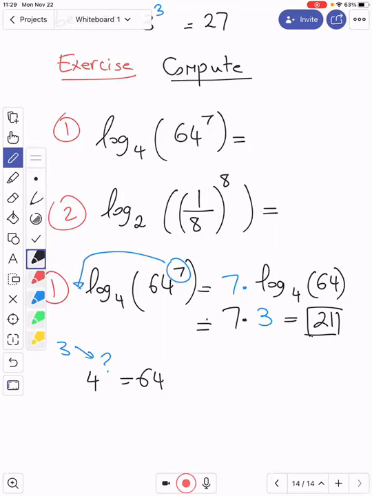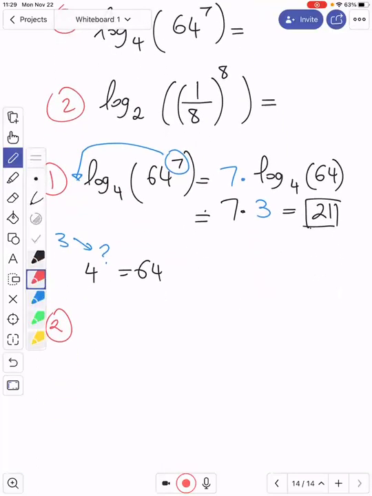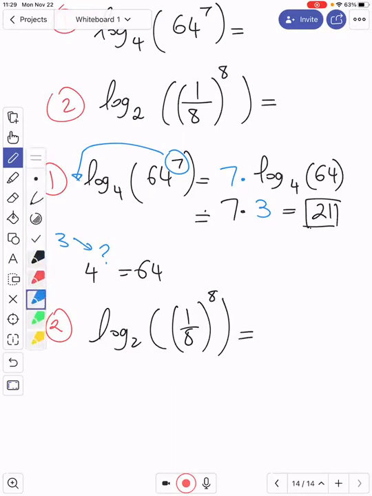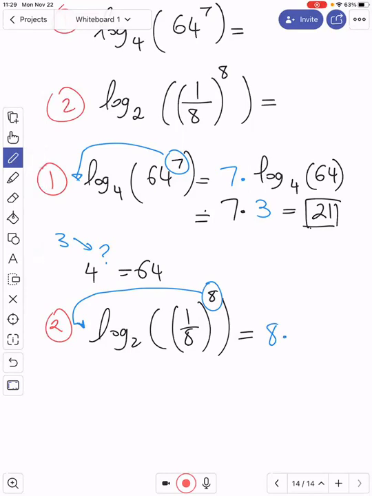For number 2, it's log in base 2 of 1 over 8 to the power 8. I mean, the whole 1 over 8 is to the power 8. Again, we can put this exponent in front of the log. So that's 8 times log in base 2 of 1 over 8.